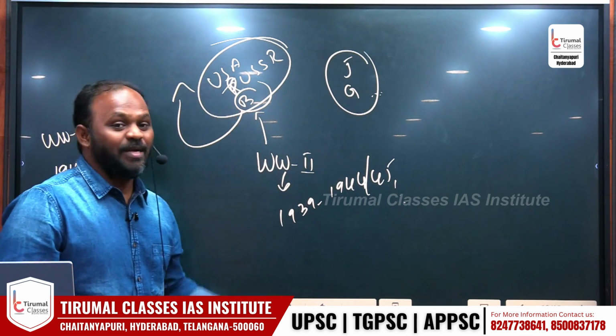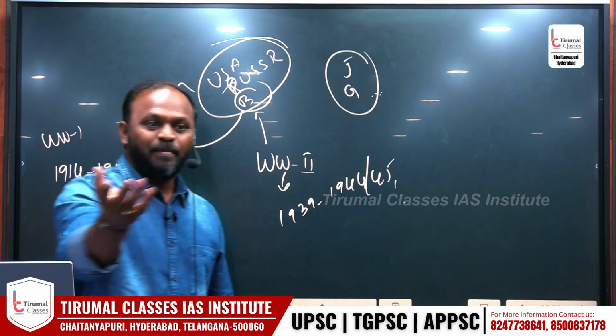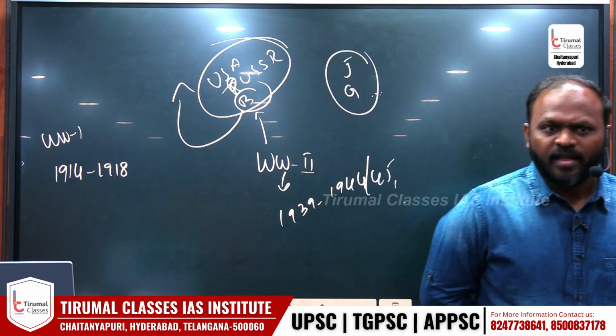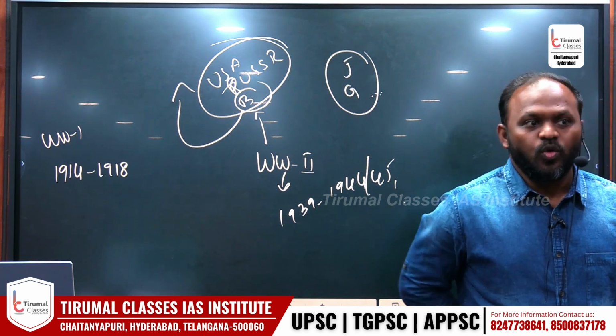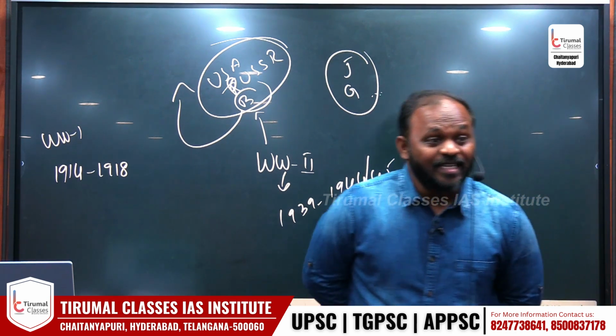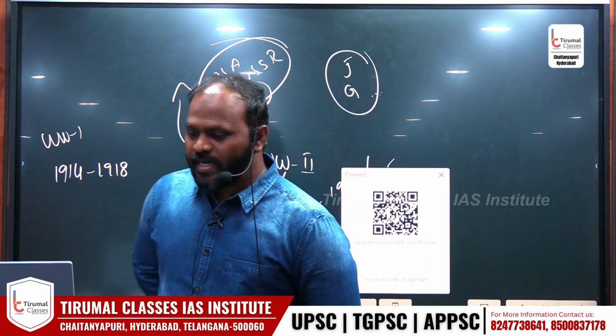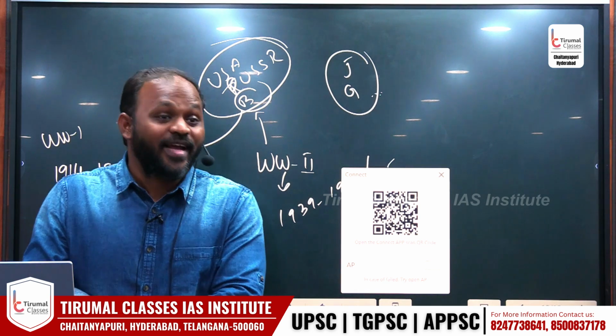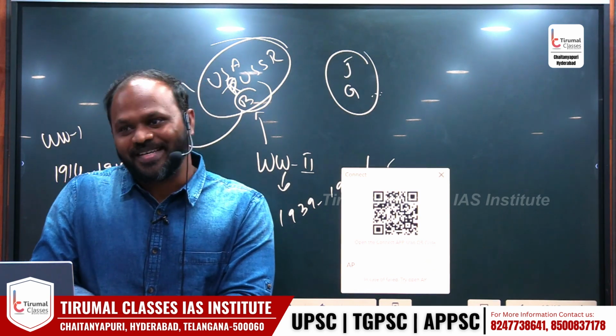Again, the British came to India. Please, Congress, accept and participate in World War II. Then Indians said, okay, we will participate in World War II, but what is in it for us? Then the British said, what do you want? As usual, we want permission to create a Constituent Assembly.